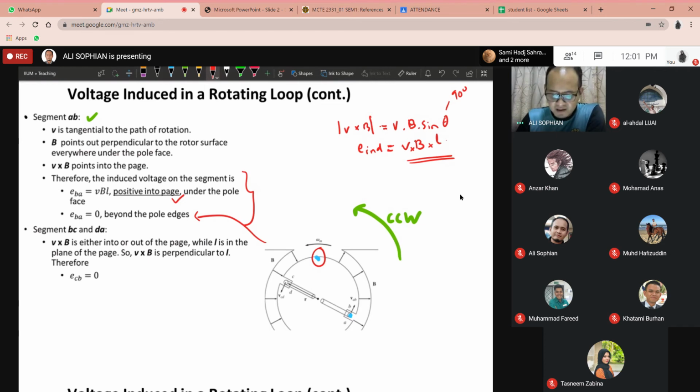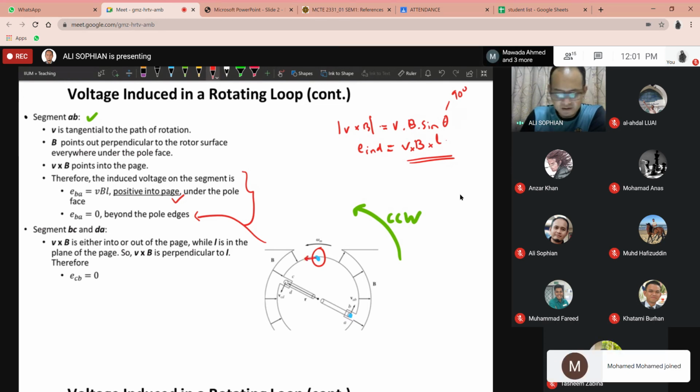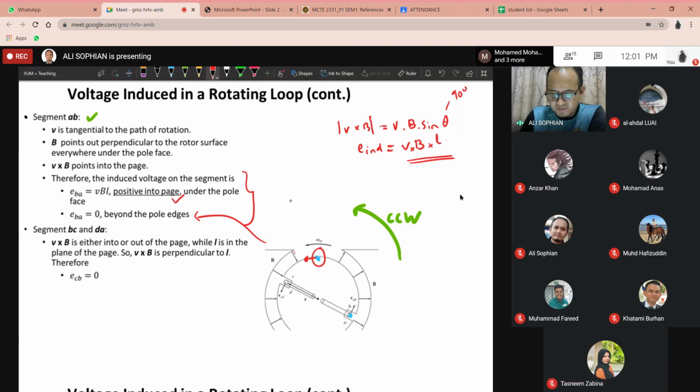It depends on the direction of the vectors. At this point, V will be in this direction, and B is also parallel, although pointing toward the other direction. Remember, between the poles, the field is not perpendicular, it is going horizontally. So the angle between the two is 180 degrees, and this gives V cross B equals 0. Therefore the induced voltage at this point will be 0.